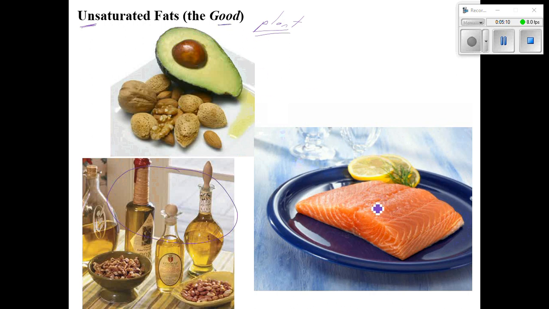And what seems to be especially good are the fats that you get from fatty fish. So that includes the salmon that we see here, that includes tuna, and they especially contain those omega-3s that I mentioned.